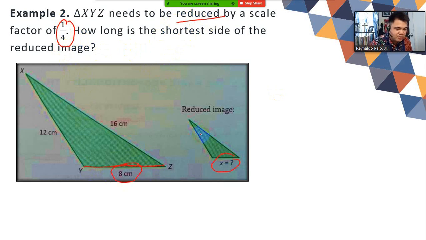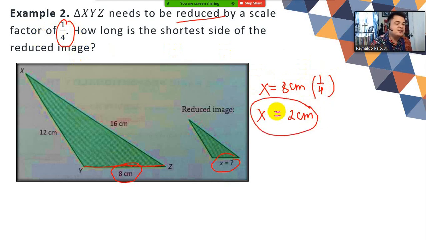Now we're looking for this one. So X will be the original size, which is 8 centimeters, multiplied by the given scale factor, which is 1/4. 8 times 1/4 is simply 2 centimeters. The reduced size is now 2 centimeters. As simple as that. You have to take note of the word reduce or enlarge and the scale factor for you to be able to solve for the dilated size of the image.